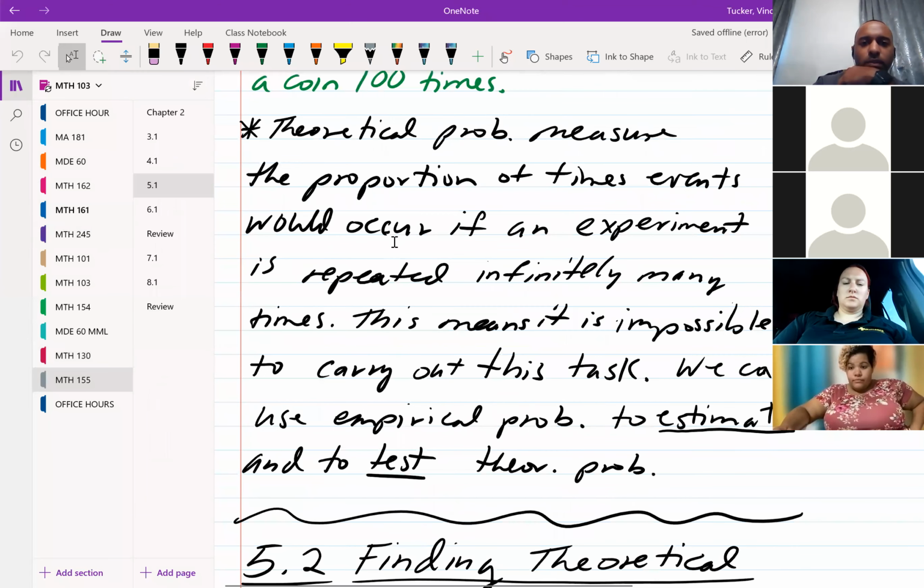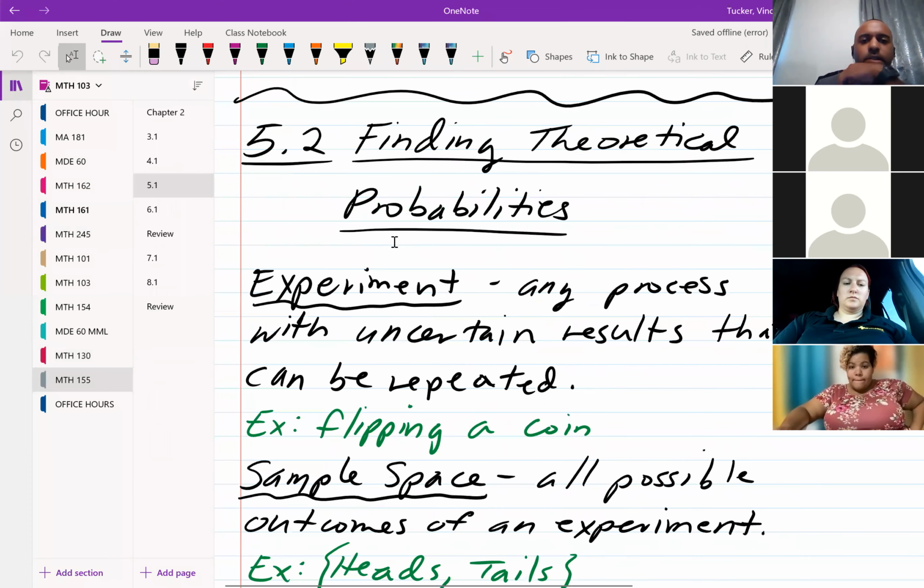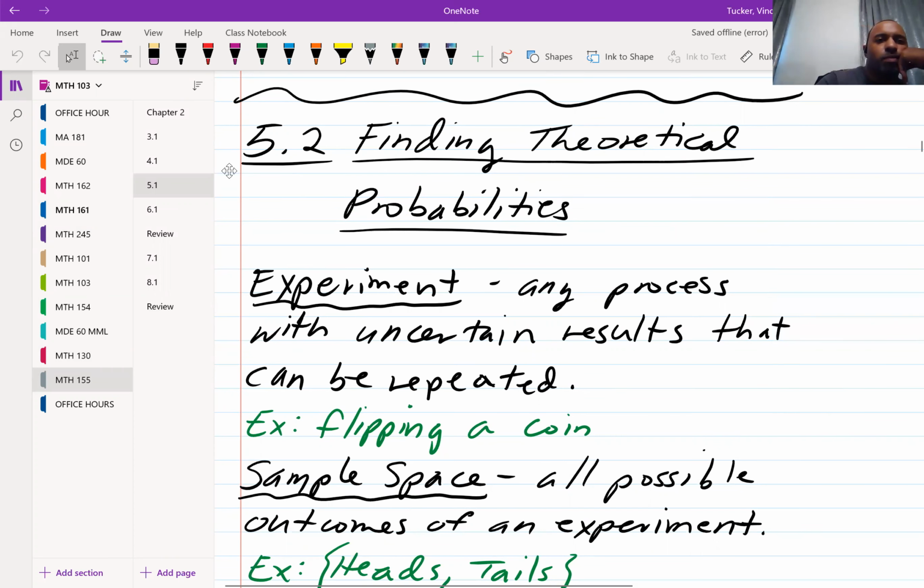All right, so we left off, we did 5-1 last class. So we're looking at 5-2 today, finding theoretical probabilities. So we're getting into probabilities. The first thing we discussed is an experiment. It's just any process with uncertain results that can be repeated. An example of that is flipping a coin.